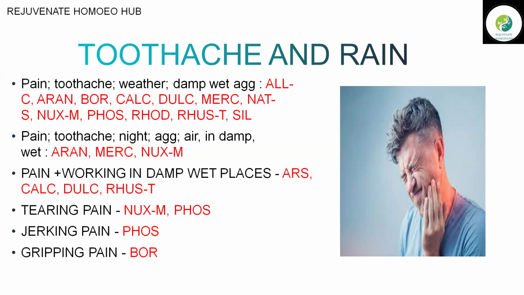Pain, toothache, night aggravation, aggravated in damp wet weather: Arnica diadema, mercurius and nux moschata. Pain when working in damp wet places: arsenic, calcarea carb, dulcamara, rhus tox. If there is a lot of tearing pain, nux moschata and phosphorus. If there is a lot of jerking pain, it is phosphorus. Weeping pain is borax. And nux moschata comes very close to gelsemium with drowsiness, dullness, sleeplessness, and very close to the cannabis indica family, right?